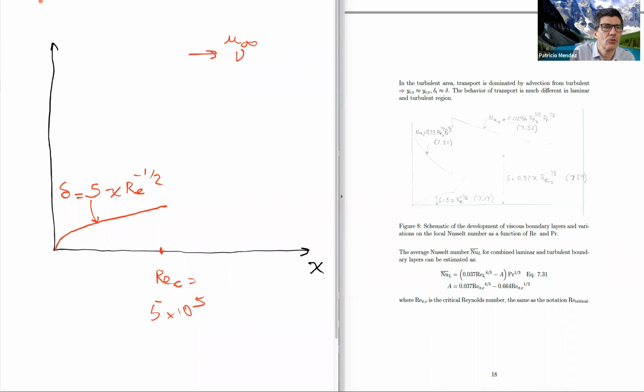And I'm going to do in blue here the Nusselt number, which we already made a drawing of. Something like that. And this is Nusselt equals 0.33 Reynolds to the 1/2 Prandtl.